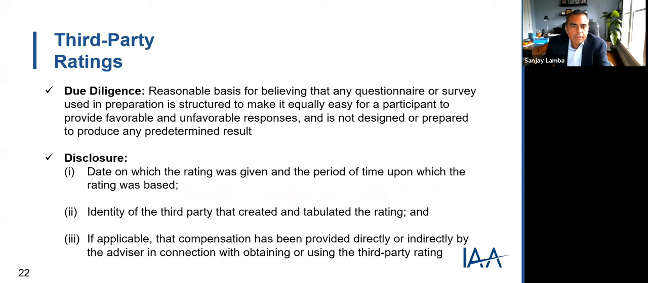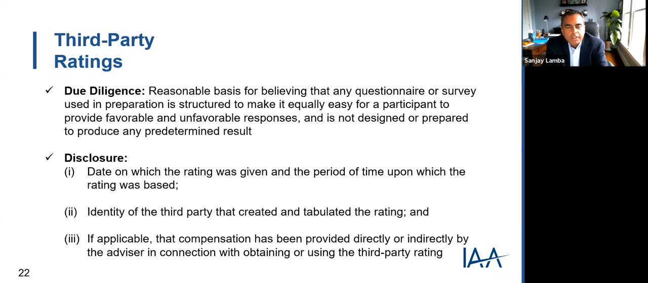So these are the conditions that you have to satisfy in order to meet the third-party ratings obligation. Obviously, you have to satisfy the general prohibitions that we talked about. The first is some level of due diligence. And here you have to have a reasonable basis for believing that any questionnaire or survey that's used is structured in such a way to give a participant an opportunity to provide favorable and unfavorable responses. And it's not designed to prepare or produce any predetermined result. The key word here is reasonable basis.